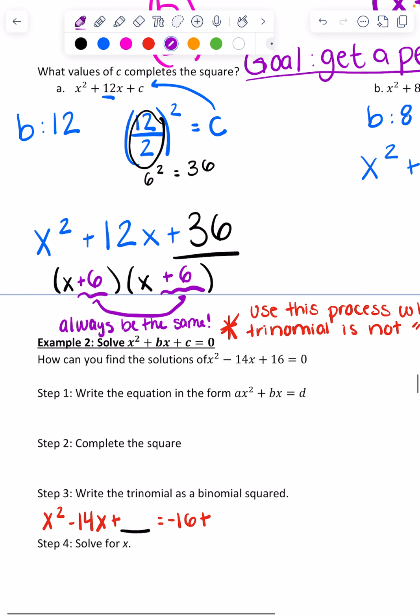So for this question, we were actually done when we found 36. That was the c value that we needed. This step right here is a bonus. That's going to be what we do in the next example, example 2.